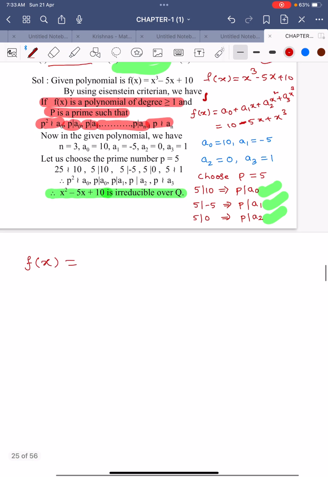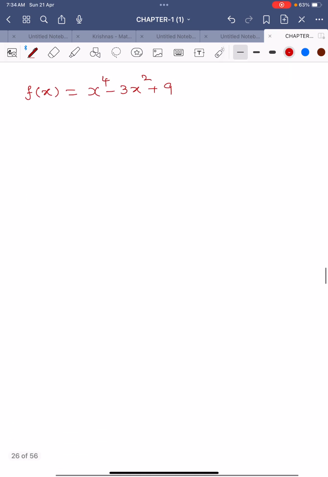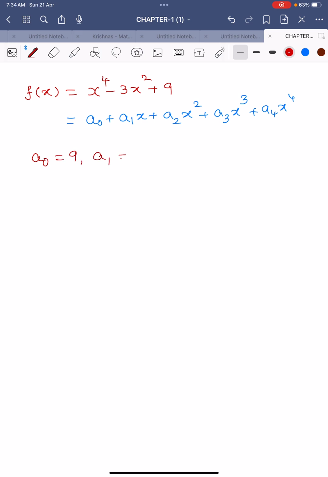So the given polynomial is f of x equals x power 4 minus 3x square plus 9. To solve this, first you have to compare with the polynomial a naught plus a1x plus a2x square plus a3x cube plus a4x power 4. From this comparison you get a naught equals 9, a1 equals 0 because there is no x term, a2 equals minus 3, a3 equals 0, a4 equals 1. Now choose the prime number p equals 3.